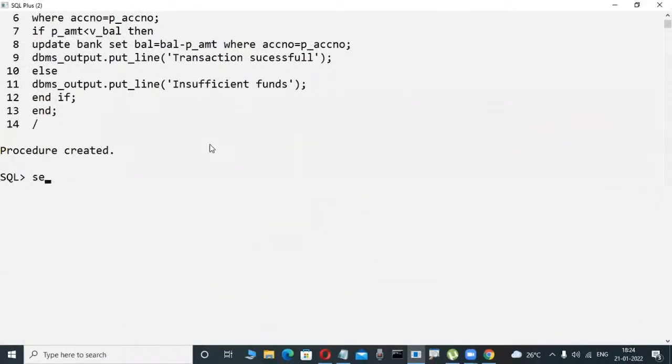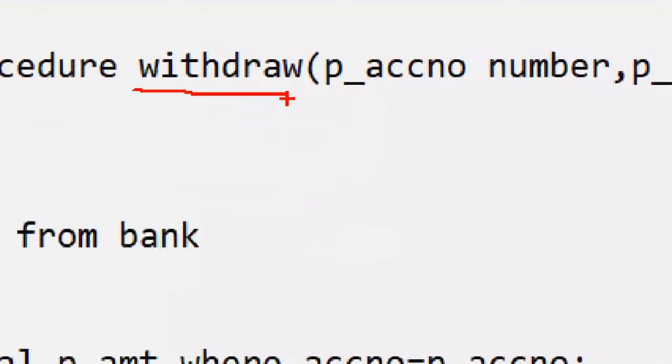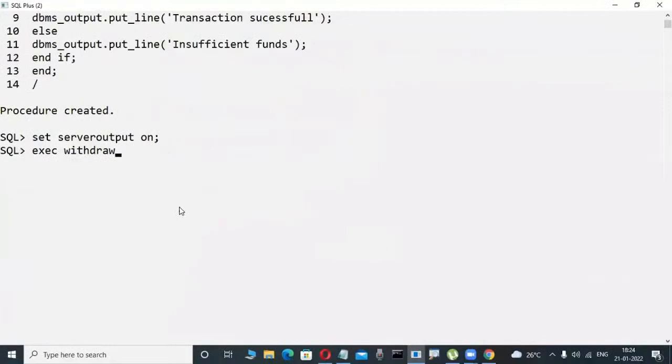Now check it out. Observe it here. I'm executing the procedure by name: exec withdraw. I'm calling this procedure withdraw. You may not have an idea about all this, just observe. Withdraw is the name of my program that I'm giving. Here my account number 1001 is passed, comma, and I try to withdraw 9,000 rupees, for example.